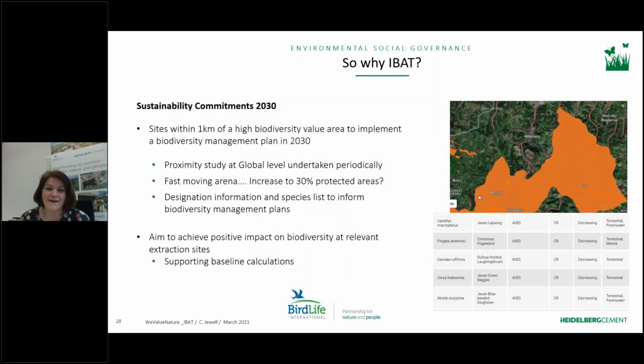So why IBAT? Like I said, we subscribed to IBAT for a number of years. And why is it a tool that's important for us? So at a corporate level, we have our sustainability commitments 2030. And I just want to pick up on a couple of goals that sit nested within these commitments. The first is that sites within 1 kilometre of a high biodiversity value area must have a biodiversity management plan implemented by 2030. So how do we identify these sites?